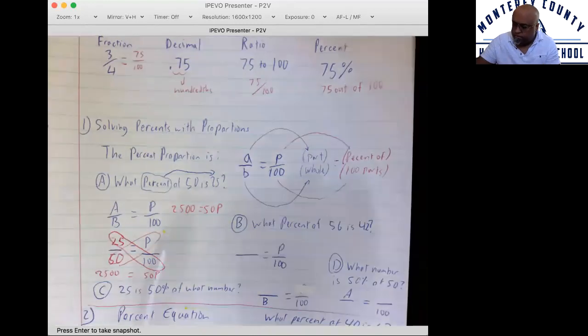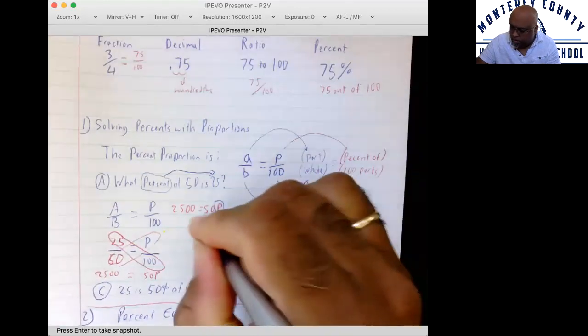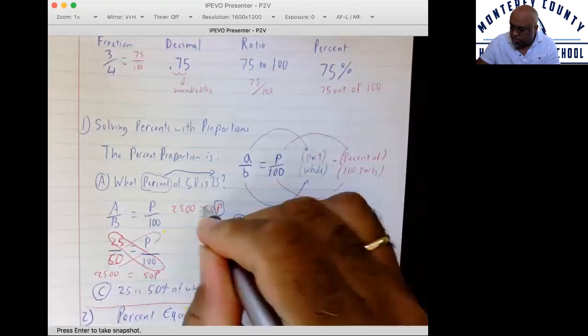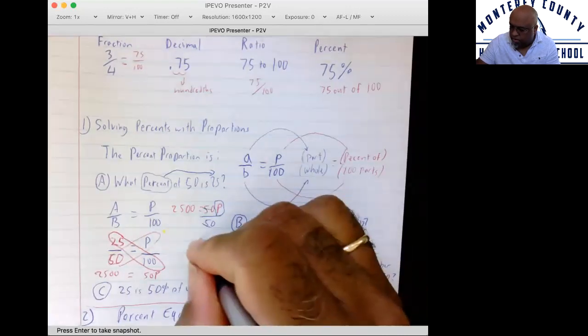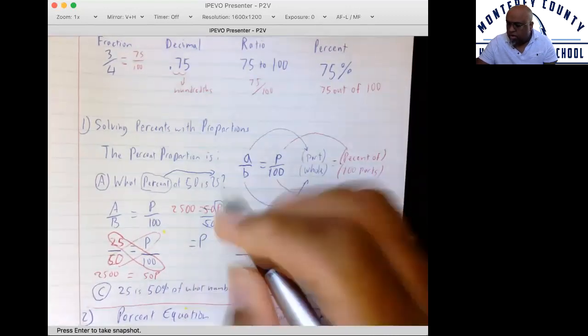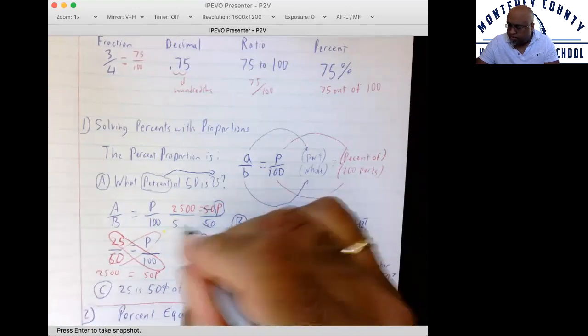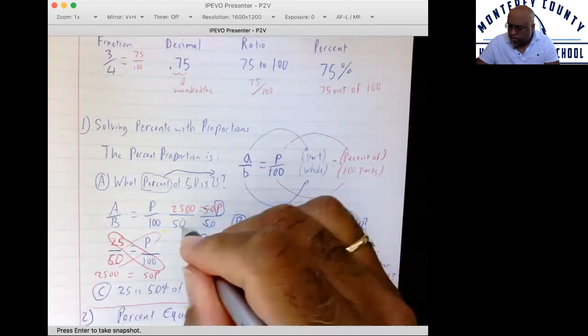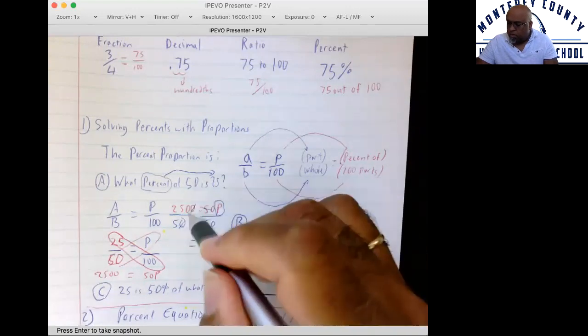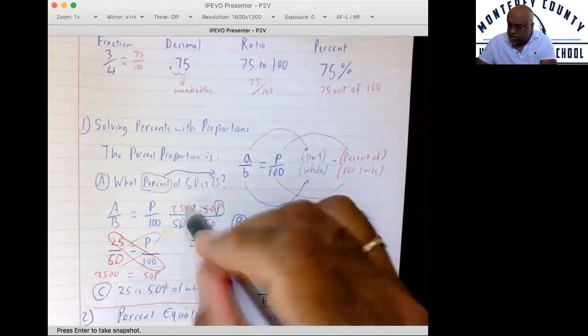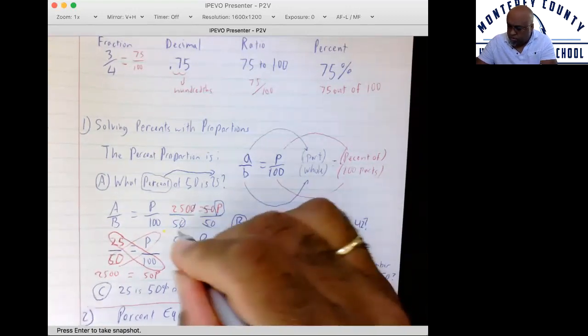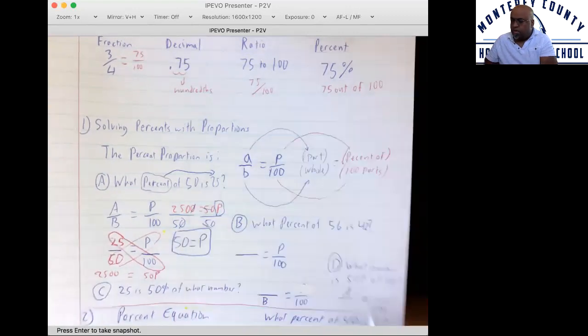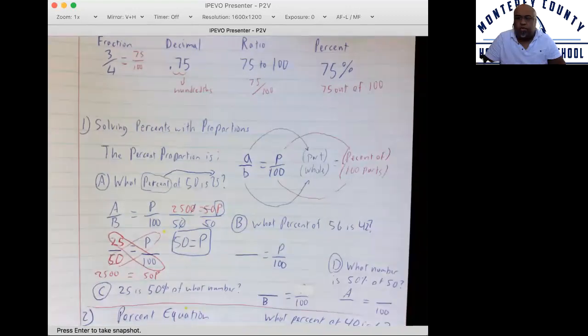Isolate, opposite operation. 50 divided by 50 is 1. 1 times P is P. To both sides. Okay. So the percent is 50. So 25 is 50% of 50.